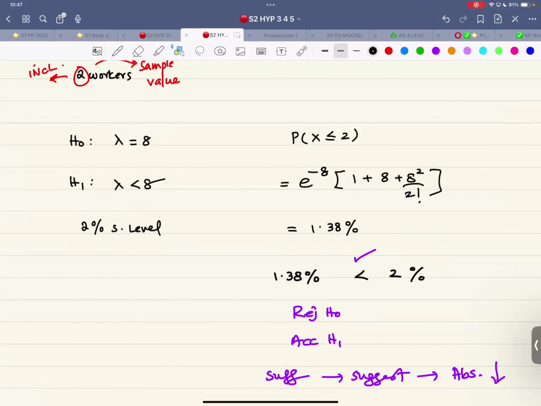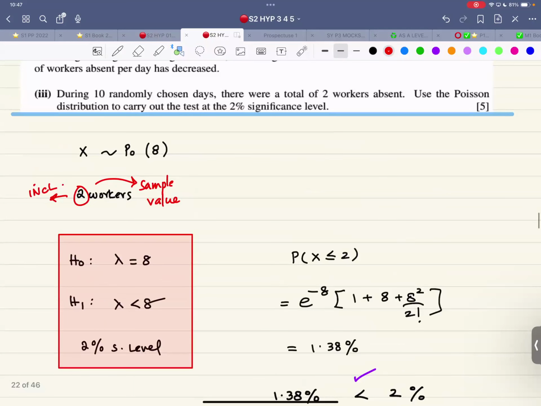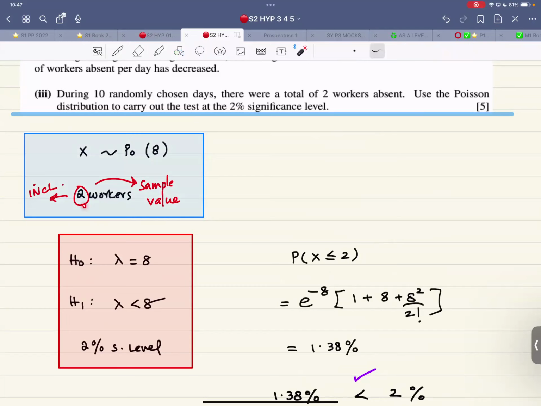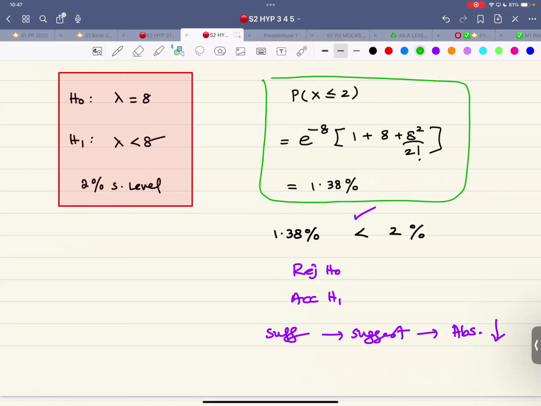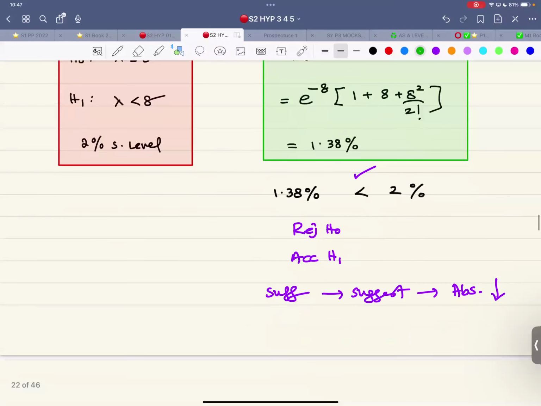So first of all, what you need to do is H0, H1, and the significance level, that is 2%. The first box states that X follows a Poisson distribution with 8. How did you get 8? That is 0.8 into 10. That's how you get 8. And this 2 is the sample value. It's inclusive by default. And then the third step: we calculate probability X is less than or equal to 2 according to the Poisson formula, and we get 1.38%.